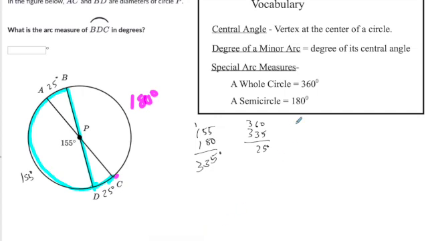So if I do 180 plus 25, that's going to give me 205 degrees, and that should be the measure that I'm looking for. So the measure, I would write it this way, the measure of arc BDC equals 205 degrees.